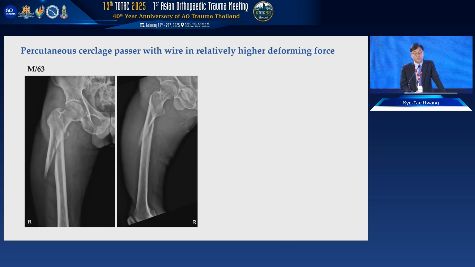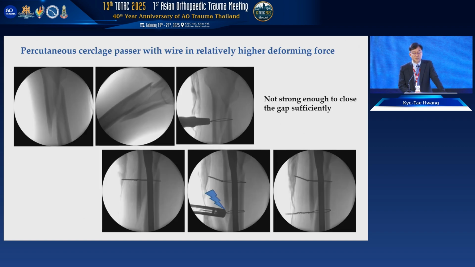Another higher deforming force case, a 63-year-old male patient with a similar fracture pattern. During the operation, first one wiring was performed in the proximal portion, and I did one more wiring in the distal portion, but during the final tightening, the second wire was broken. So I did a retry, but I could not reduce completely.